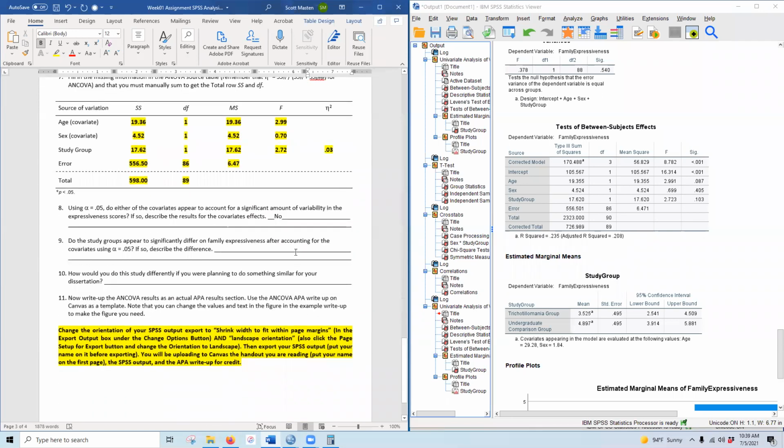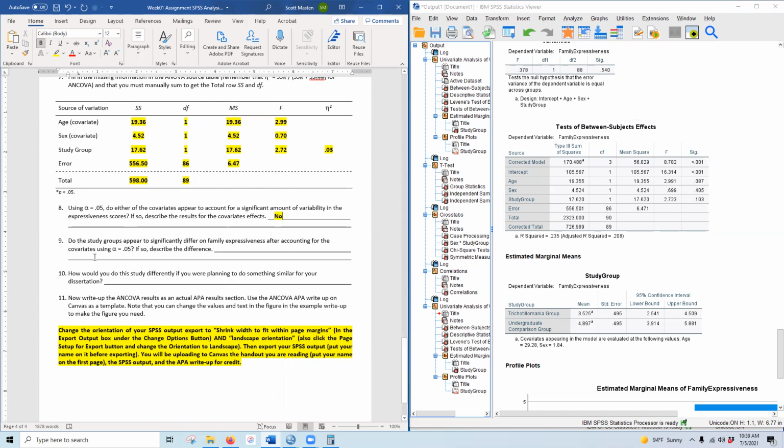Okay. Short answer is no. It does not appear that either of the covariates accounted for a significant amount of variability in family expressiveness. They weren't significant. One of them was close. One of them was not very close, right? Close, not close. So no is the short answer.